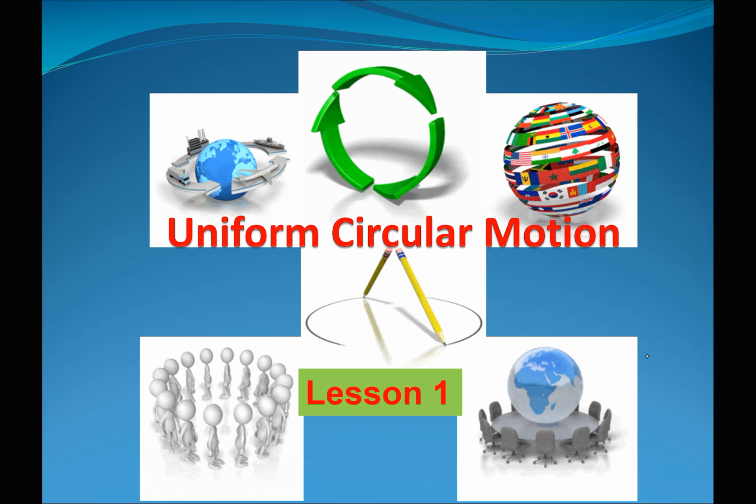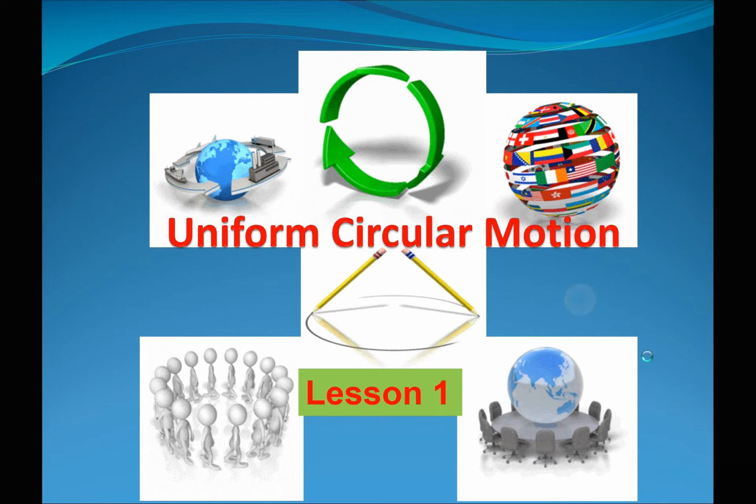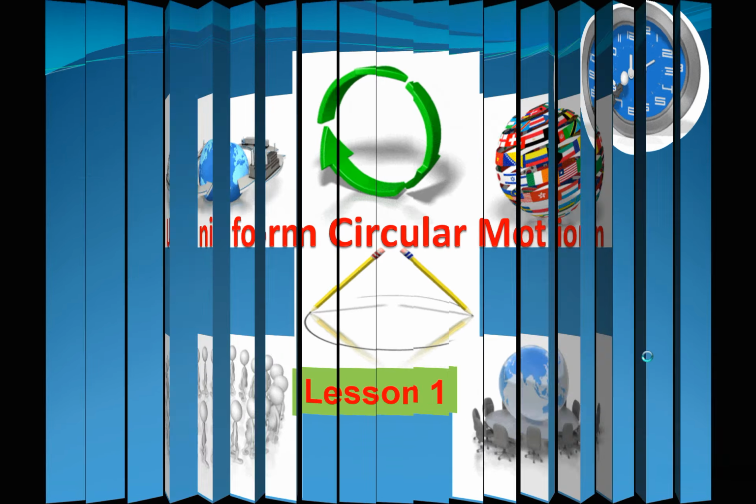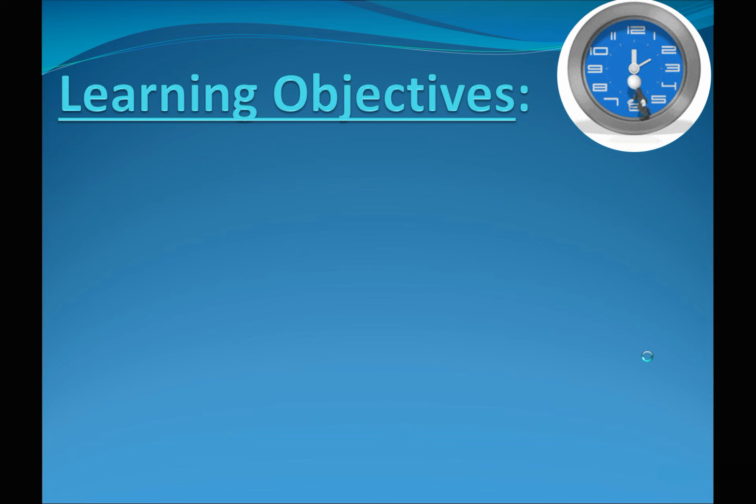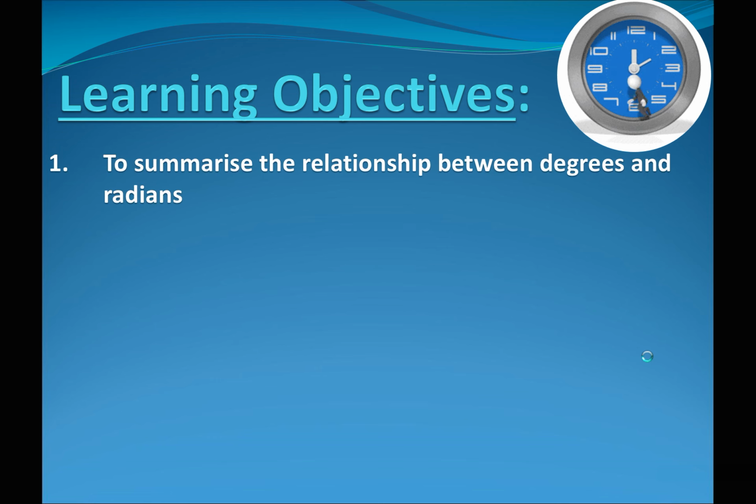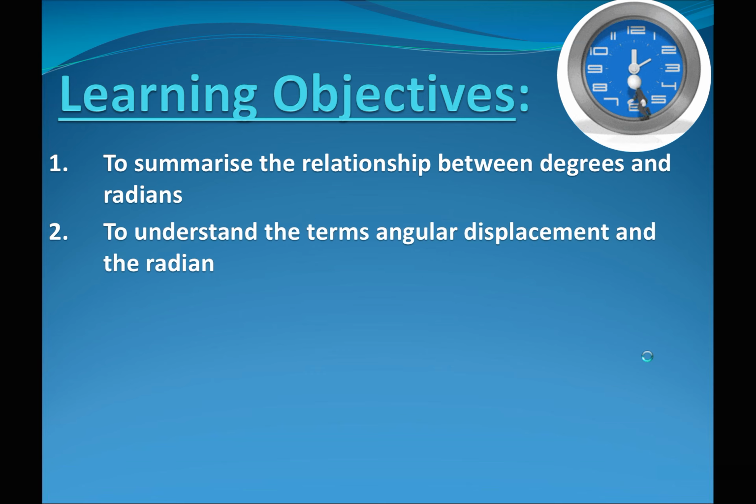So let's start with the learning objectives of this unit. These are some of the things we expect to achieve at the end of this unit, not just for this lesson. We should know the relationship between degrees and radians as units of angles. We should understand terms such as angular displacement and the radian.